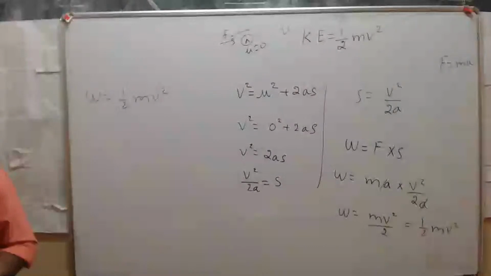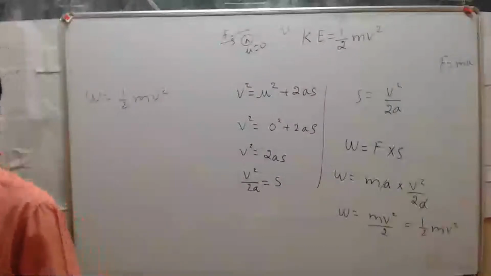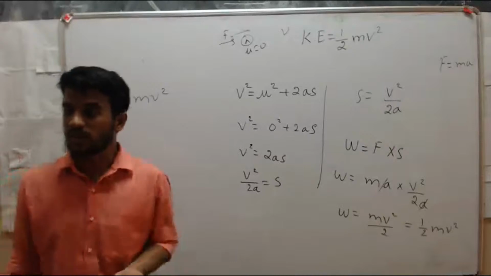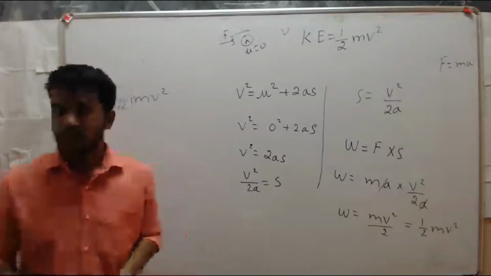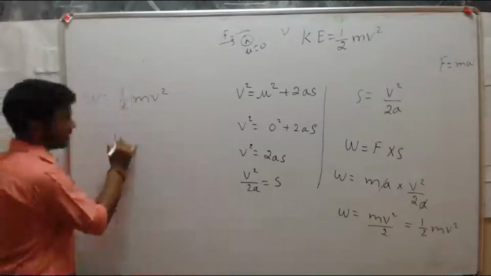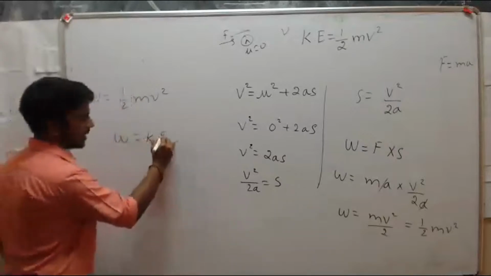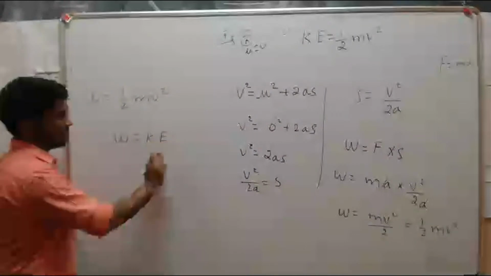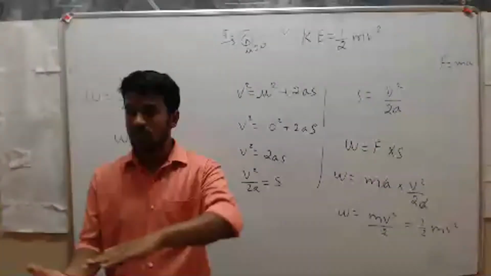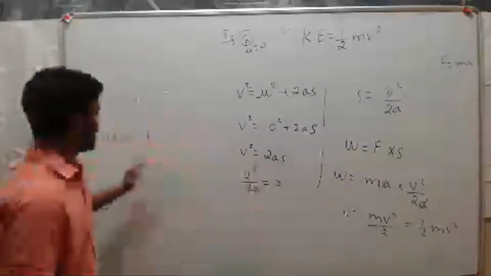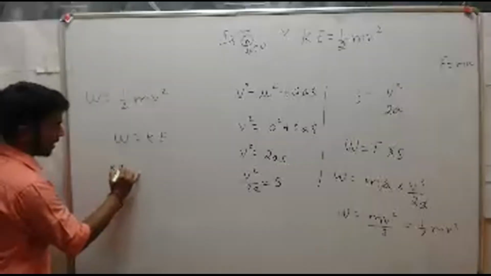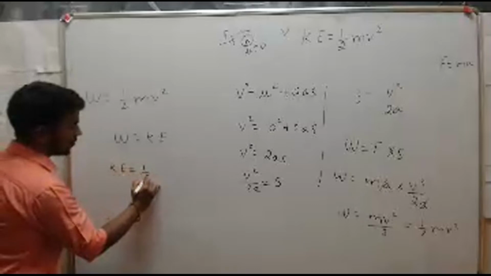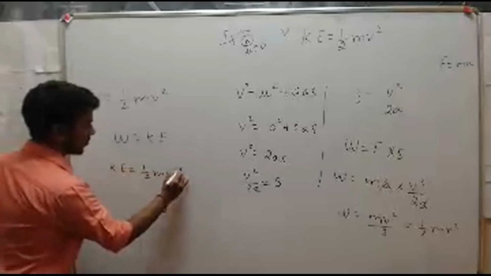In the previous class we had studied, right? We express energy in terms of work done. So that's why kinetic energy is equal to work done. Here we express that energy in the form of work done, right? So that's why work done is equal to kinetic energy. So finally we can write kinetic energy is equal to half mv square.